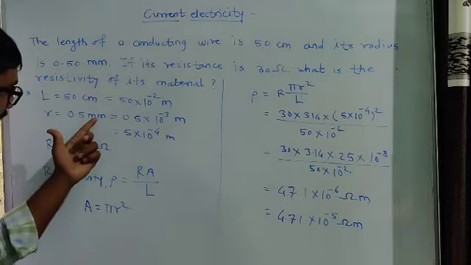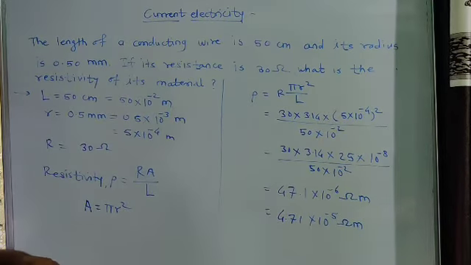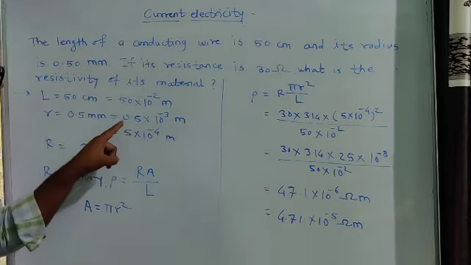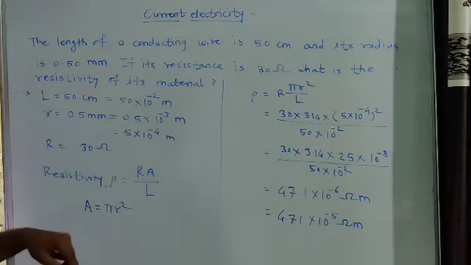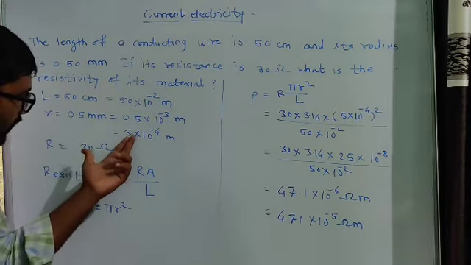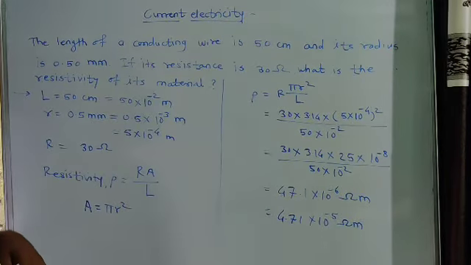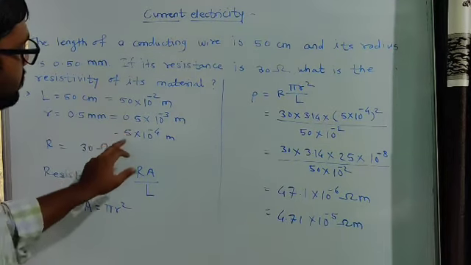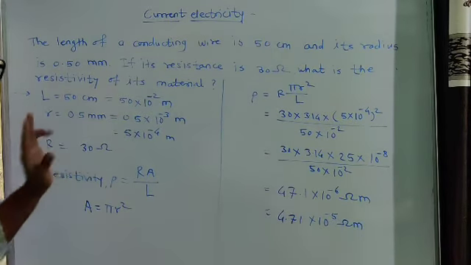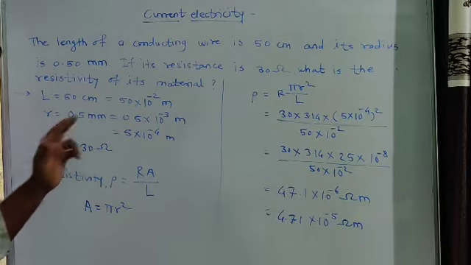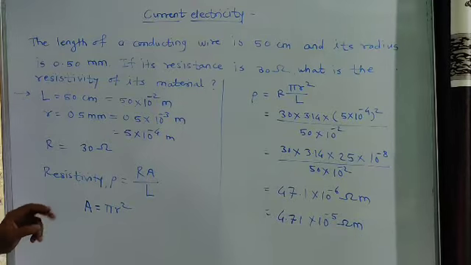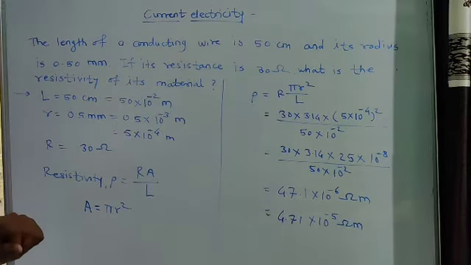Now this mm again we have to convert into meter. So this 0.5 mm in meter is equal to 0.5 into 10 raised to minus 3 meter. So it will be equal to 5 into 10 raised to minus 4 meter. Here we just take a decimal adjustment, and we have already studied in previous classes how to arrange these decimal points. Then resistance is 30 ohm.